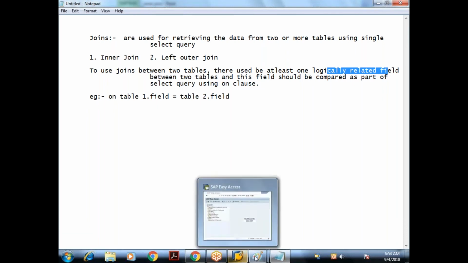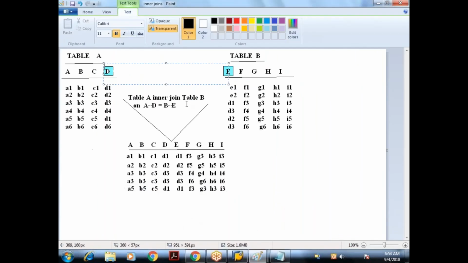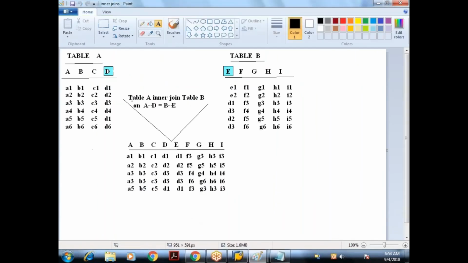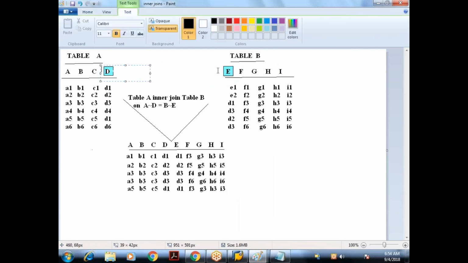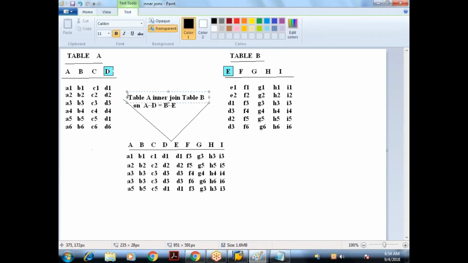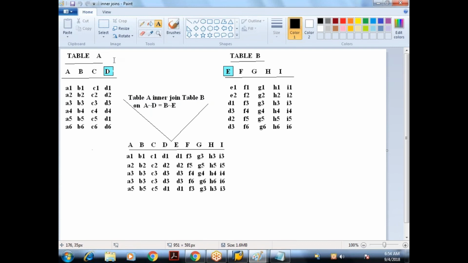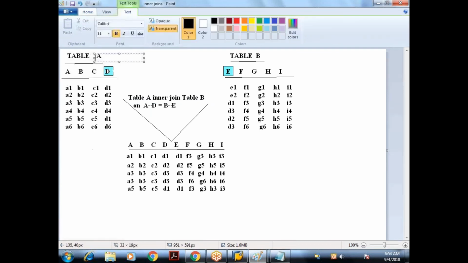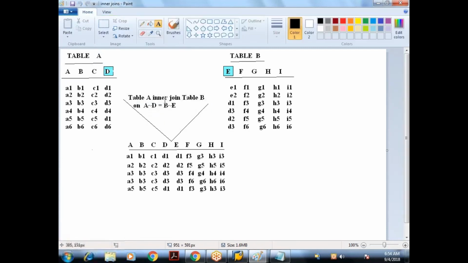In this scenario, assume that we have two tables A and B. The logically related field between these two tables is D and E. When I use inner join in my select query, I say table A inner join table B on, with A as the left hand side table, and the logically related field between the two tables is D and E. So A.D is equal to B.E.